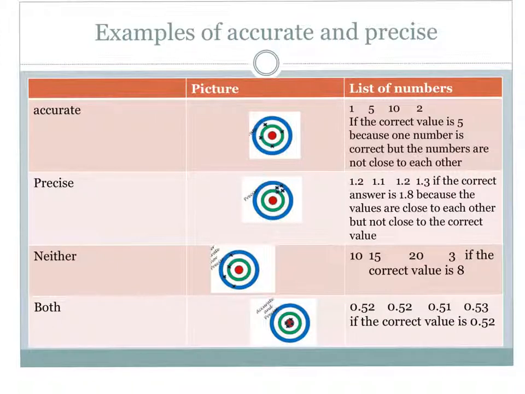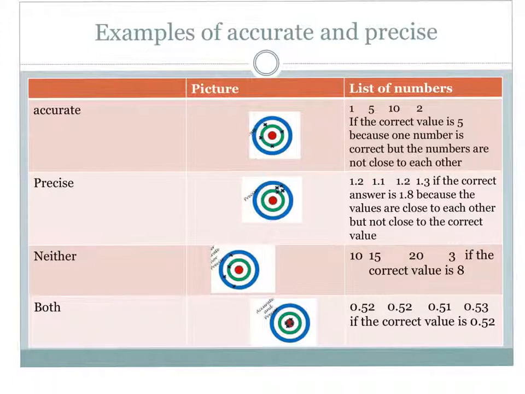Let's look at some examples of accurate and precise. We're going to look at them both in picture form and as a list of numbers. If we look at accurate, there's one number that hit the bullseye. And then with this list of numbers, we have 1, 5, 10, and 2. And if the correct answer is 5, this would be accurate because only one of the numbers was correct. They're close to the right answer, but not close to each other.